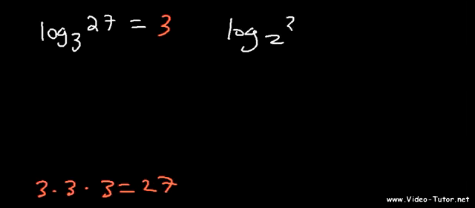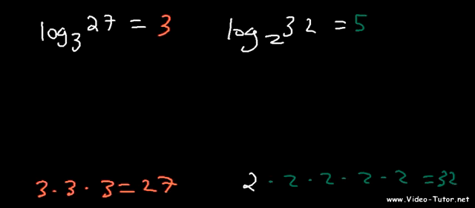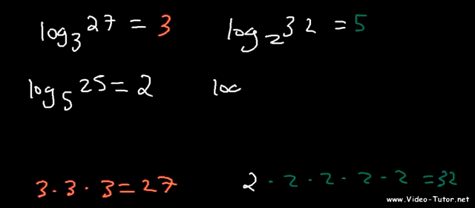Log base 2 of 32 is equal to what number? How many times do you have to multiply 2 to get to 32? You need 5 2's. 2 times 2 times 2 times 2 times 2, 5 times is 32. Now what about log base 5 of 25? You need 2 5's. 5 times 5 is 25. So 5 squared is 25. Log base 6 of 36. We know 6 squared is 36.